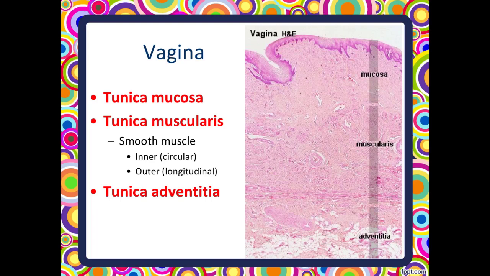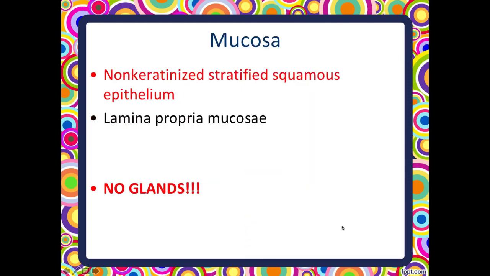Vagina is a smooth muscle tube which has 3 layers. The tunica mucosa is covered by stratified squamous non-keratinized epithelium. Then there is tunica muscularis, which has 2 indistinct layers of smooth muscle, inner circular and outer longitudinal. And of course, outermost is the tunica adventitia.